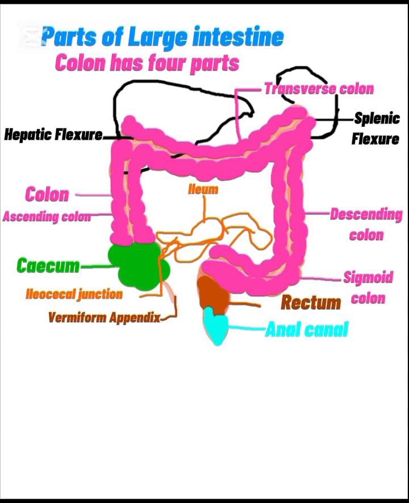Anal canal is a short passage of about 3.8 centimeters in an adult and it is guarded by two sphincters. Internal sphincter is formed by smooth muscle and is under control of the autonomic nervous system. External sphincter is formed by voluntary muscle and is under voluntary control.